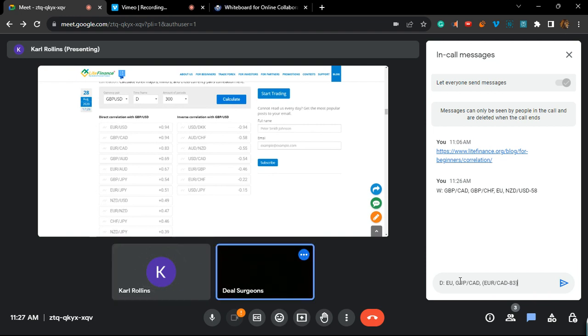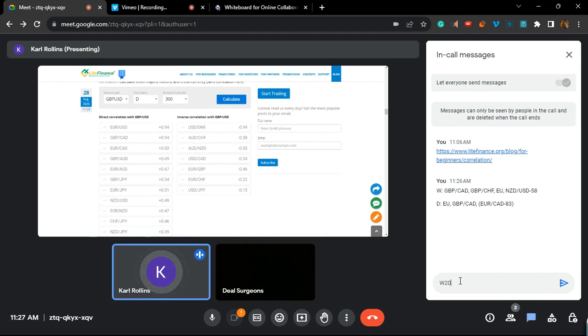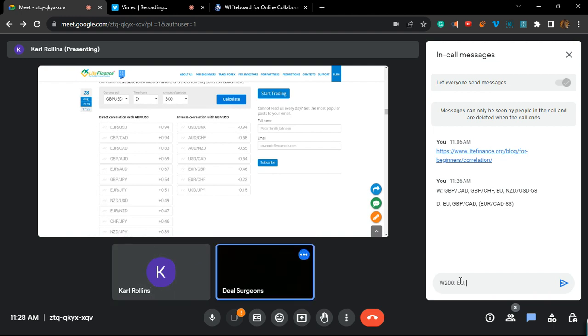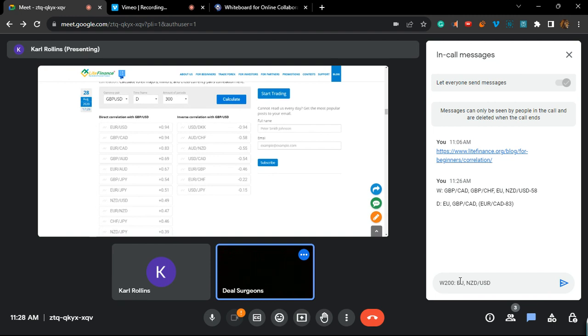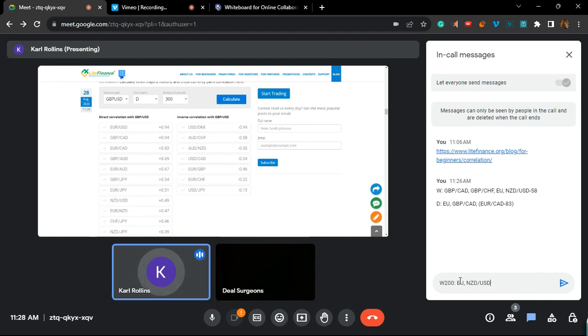Okay. Now what do you have for the weekly 200? Okay, for weekly 200, EU, I have 87%. EU 87%. That's EU, the very first one, right? Yes. NZD/USD 87% too. So NZD/USD was 72%? It was 87%. Oh, 87.